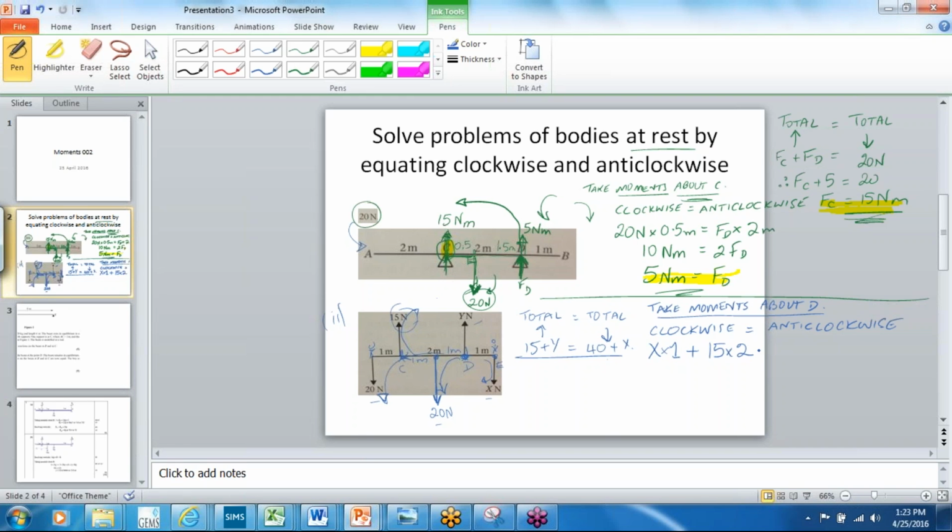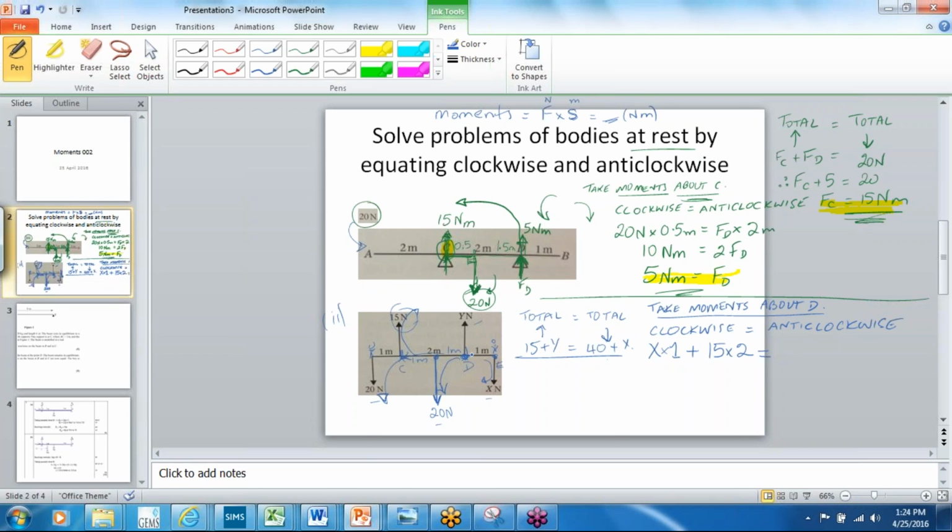That's our clockwise force. Remember the moment, just put it up here, moment equals F times S. Force is in Newtons and S is in meters. So we're going to get some answer. F is the force, S is the displacement, the perpendicular displacement from that point. So we're going to get some answer in Newton meters at the moment.